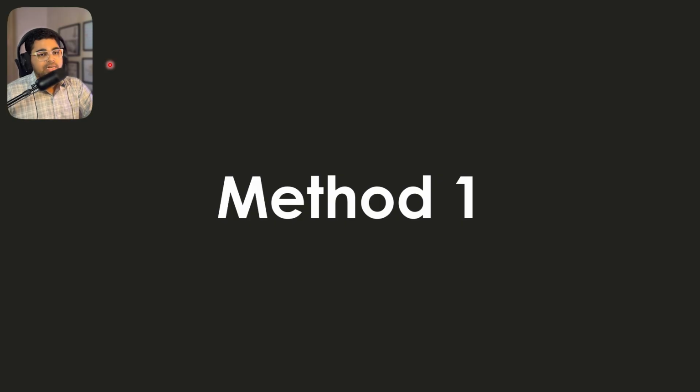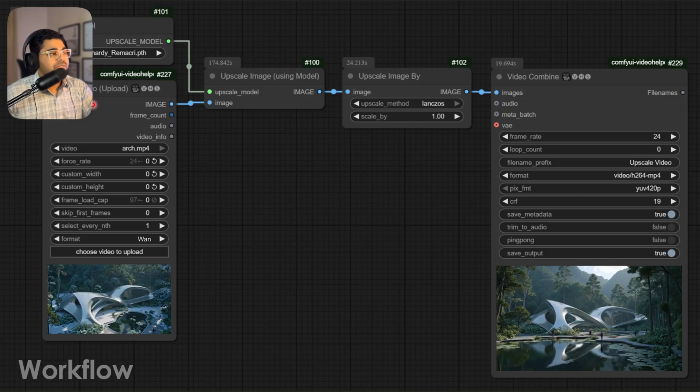So the first method, like I said, uses the upscale model. So in this case, you say load video, then you say upscale image using model, and you can select whichever model you have. And then you say upscale image by. So it can be 1 or half, and then you will get your output. Very simple, very straightforward process, nothing too complicated.